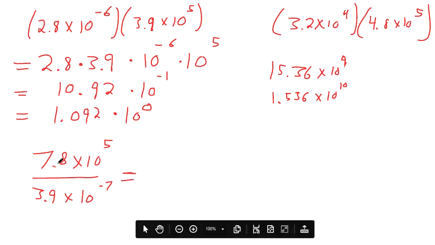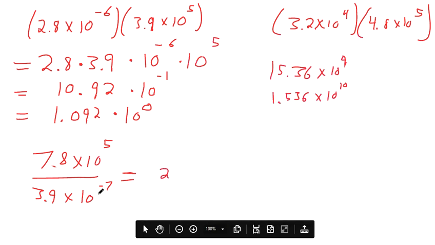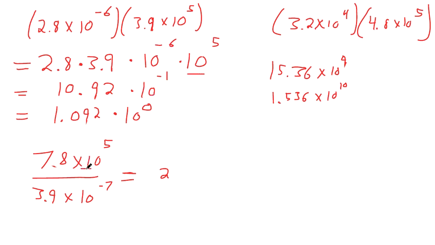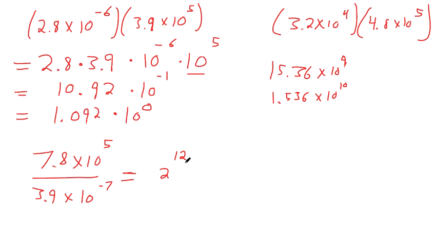And then same thing when you divide. 7.8 divided by 3.9 gives us 2. And then 10 to the 5th divided by 10 to the negative 7th. When you divide things, like here, actually let's go back. When we multiplied things with common bases, we added their powers. So if you divide things with common bases, you would subtract their powers. So this is 5 subtracted by a negative 7. So that's like 5 plus 7. That makes 12 here. And that's our answer for this one. 7.8 divided by 3.9 is 2. And then 10 to the 5th divided by 10 to the negative 7th makes 12 power, because when you divide, the powers subtract. And we subtracted a negative 7.